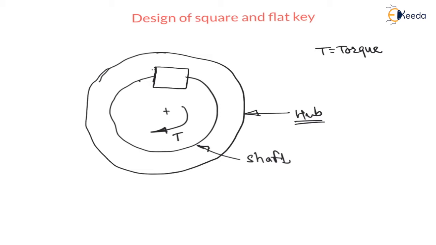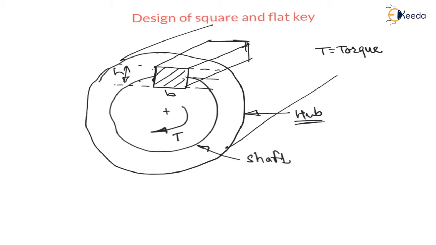Now this key will be having width b and height h. Here half the portion of key will lie in shaft and half will lie in hub. Here you will find this is a key for length l. For length l, it is lying inside the shaft as well as hub. My dear students, for length l, it is lying between the shaft and hub, right? Now half the portion of key is lying inside shaft and half is inside the hub.